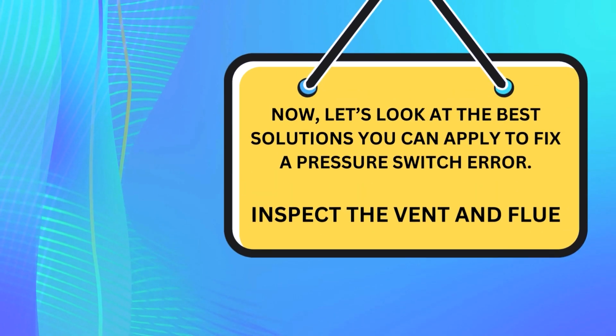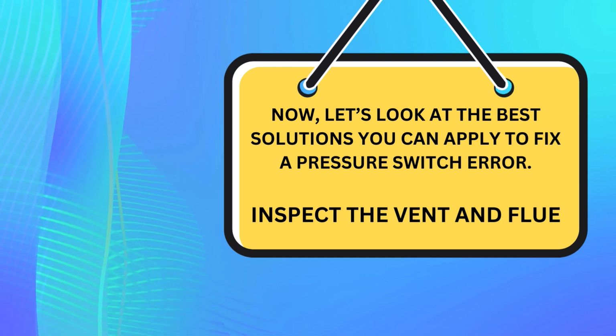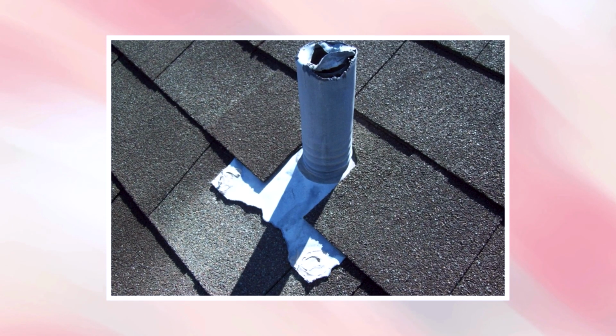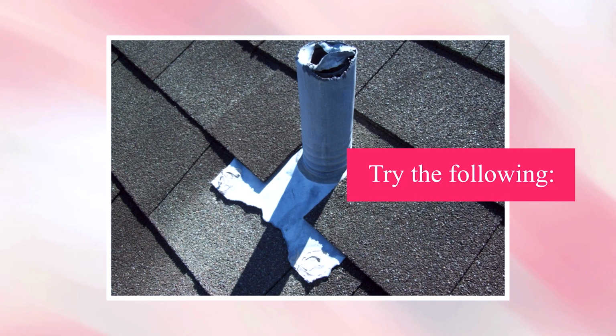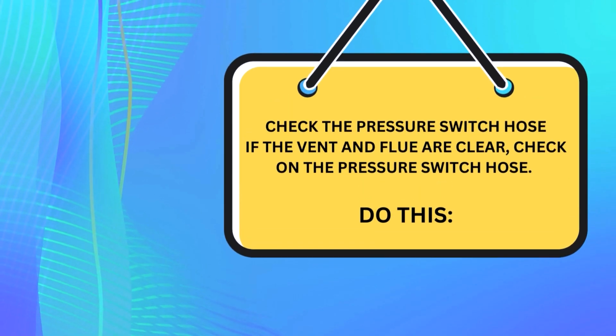Now let's look at the best solutions you can apply to fix a pressure switch error. Inspect the vent and flue. This can be done to ascertain if the error is due to a blocked vent or flue. Try the following. Remove any dirt, ice, or snow buildup that may hinder the air circulation in the vent and flue.